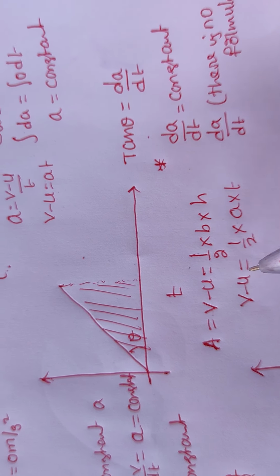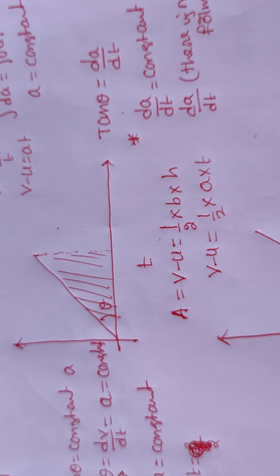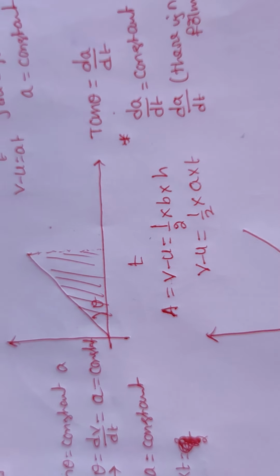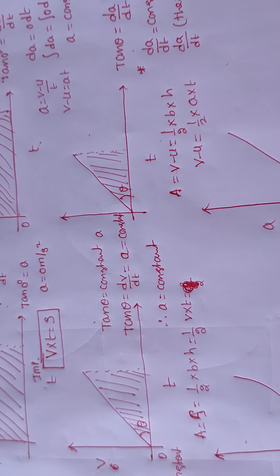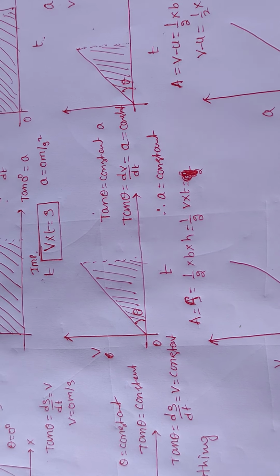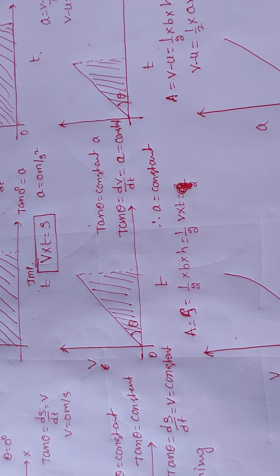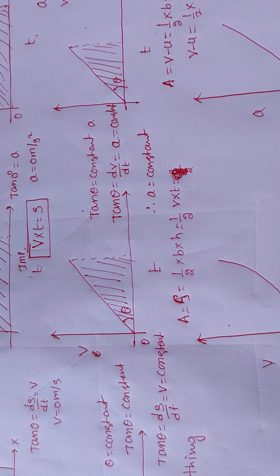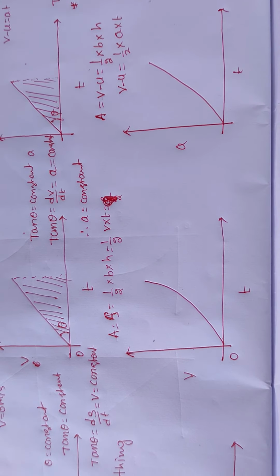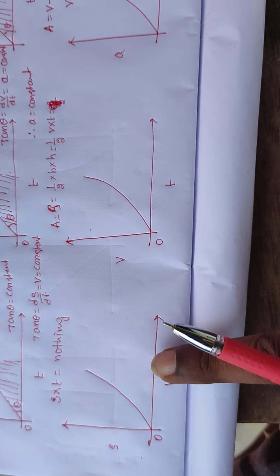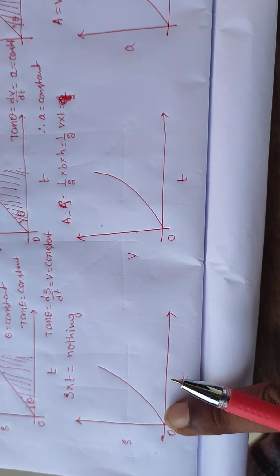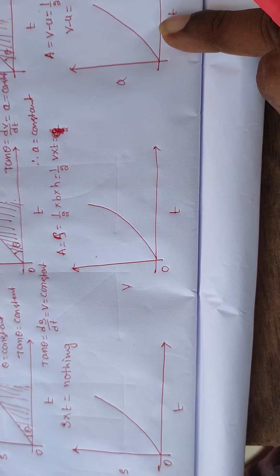Change in velocity, how much? v minus u equals half acceleration into time. Do you have any doubt? No doubt for you. So these points are very important in the examination. And next we have to come to three graphical representations: first one, second one and third one. The s-t graph, the v-t graph and the third one, the a-t graph.